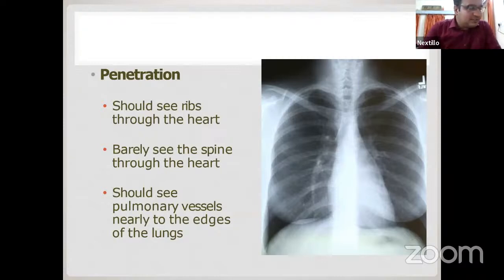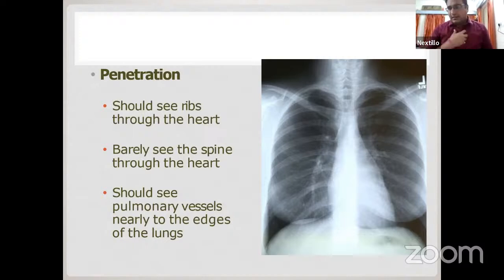Because sometimes you must have seen that some X-rays are looking good, some are very white, some are very bad. Why is this happening? This is due to lack of penetration or over-penetration. Think about this word: over-penetration, over-exposed, more amount of X-rays given.